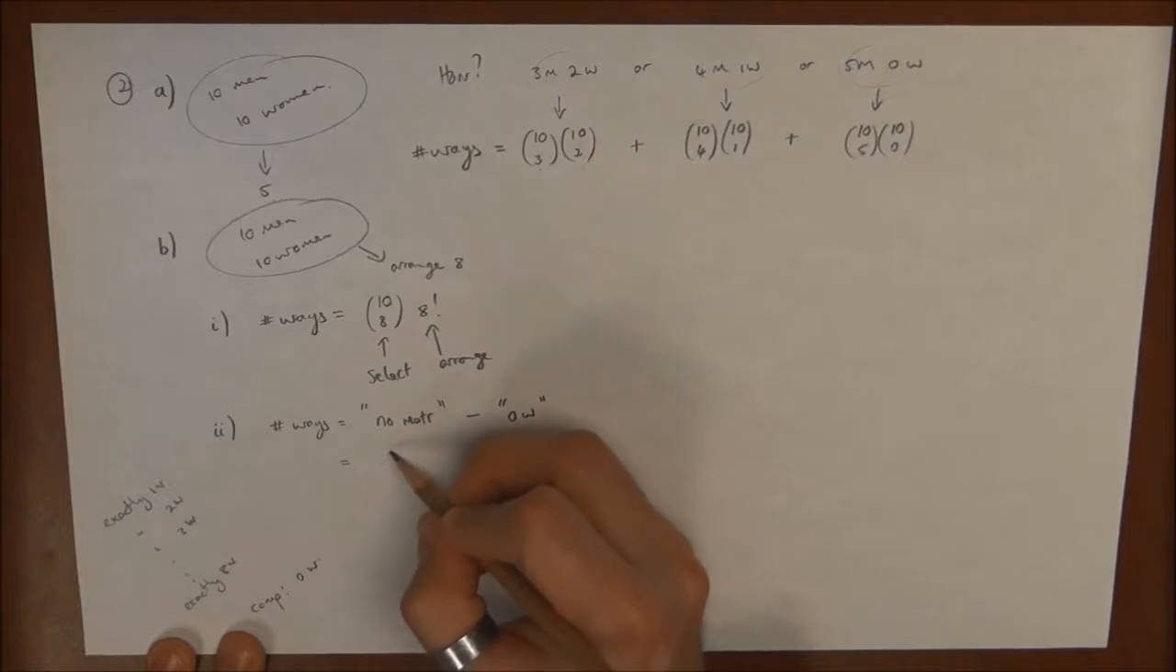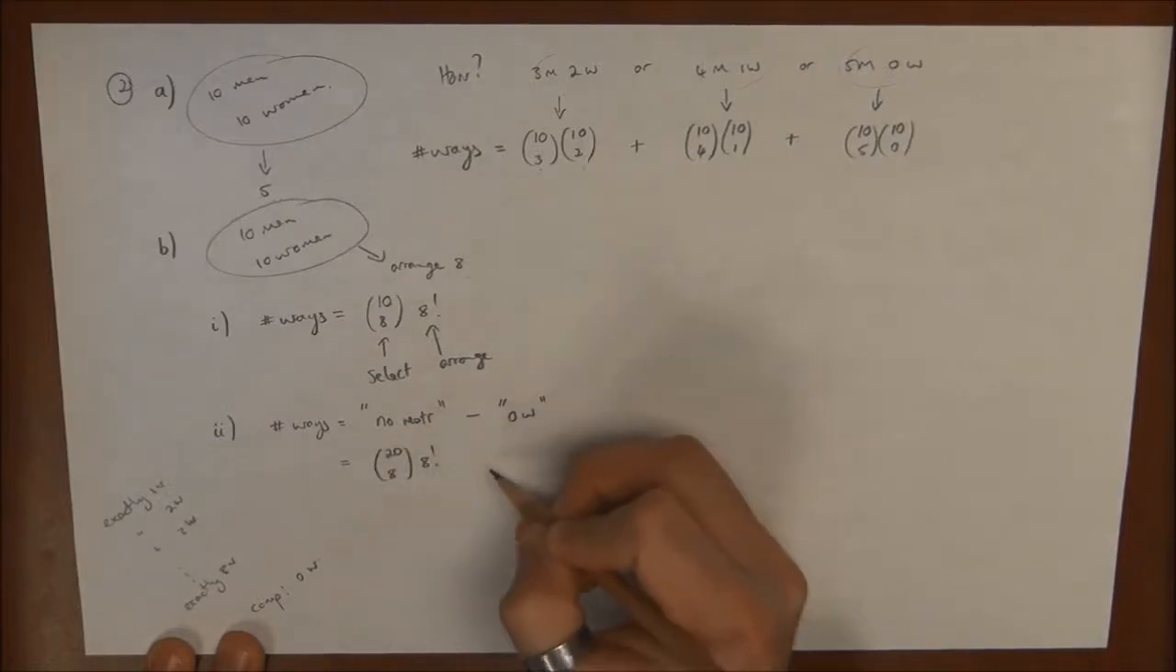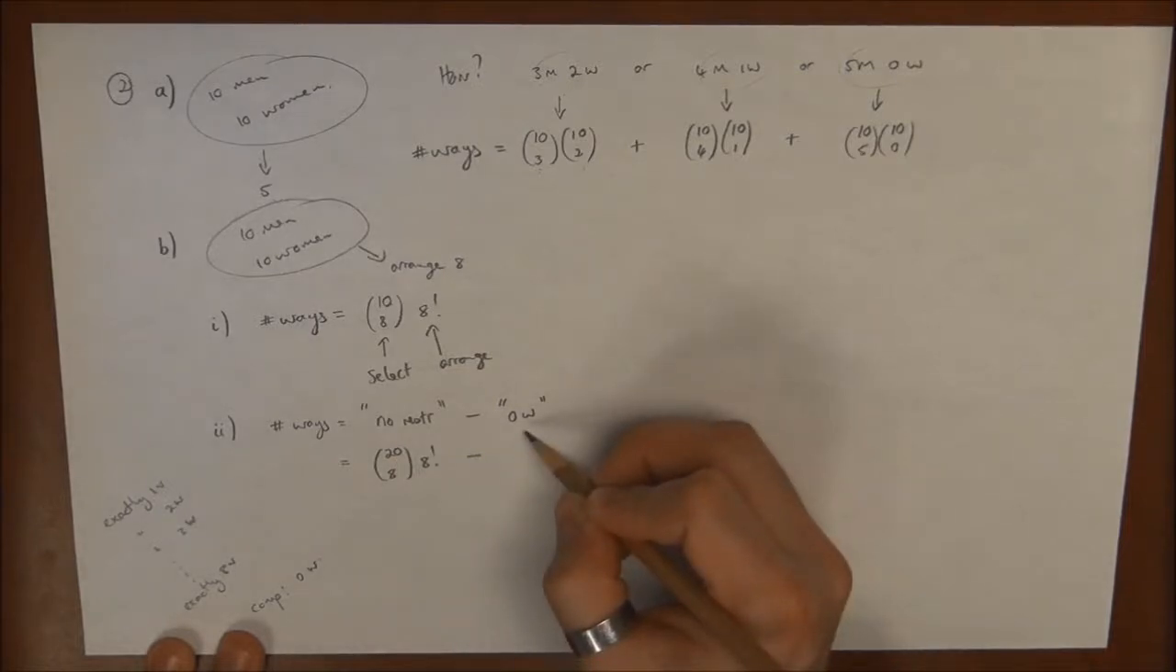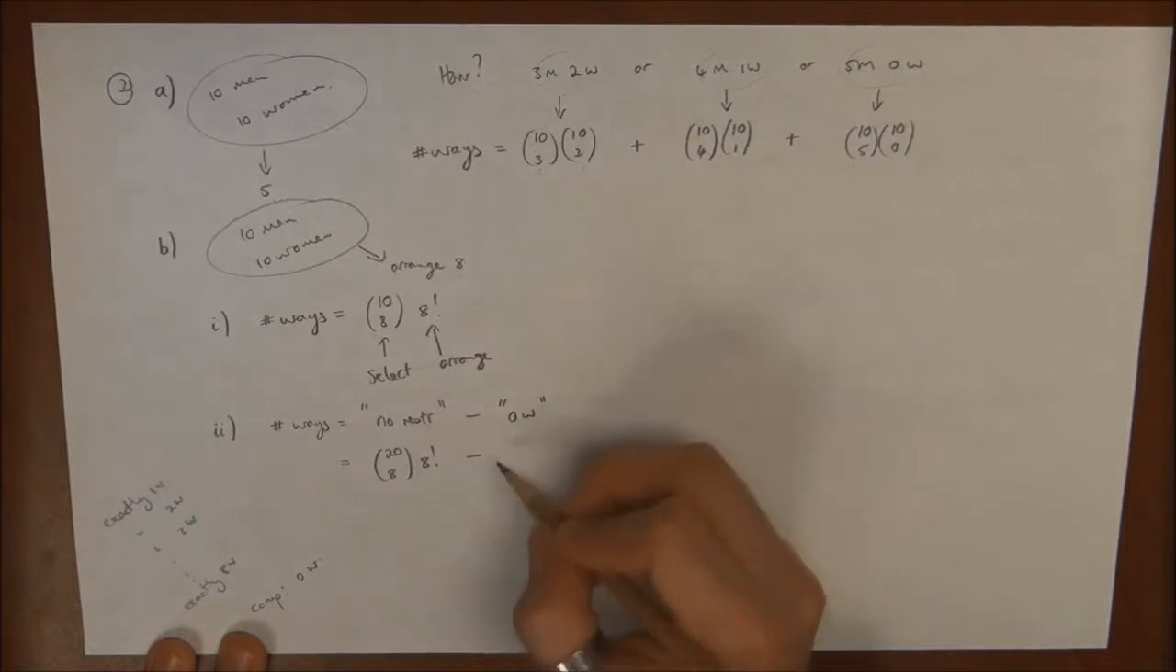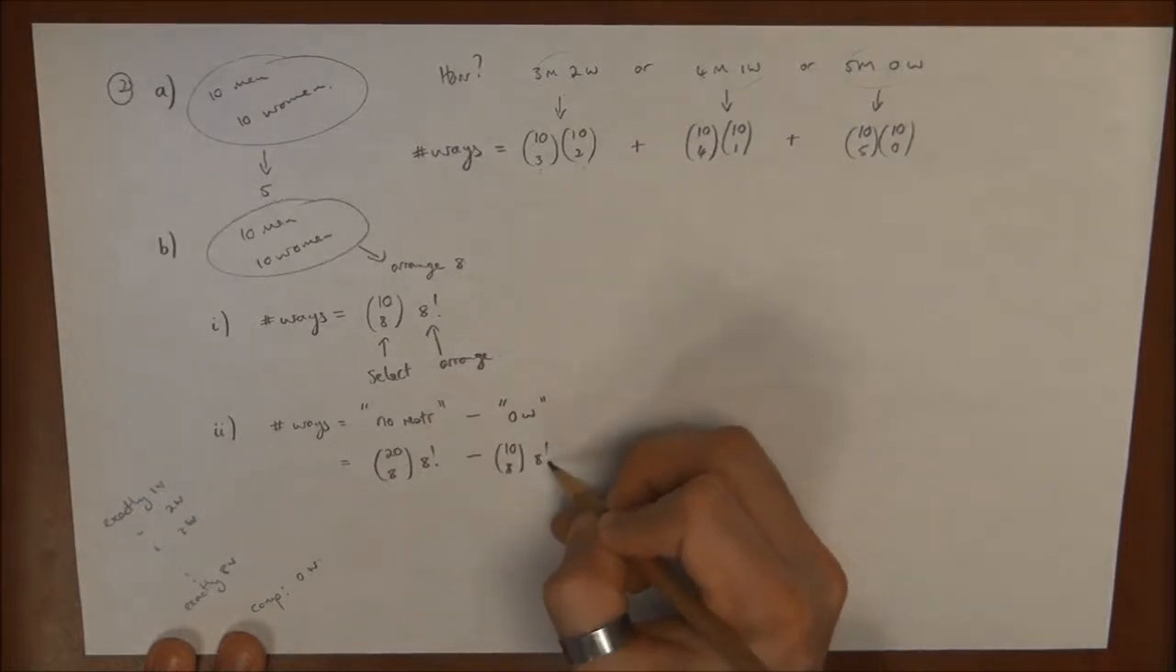So no restriction, I just have 20 people, I select 8 and arrange, minus the number of ways to select and arrange 8 people, but no women. So select just from the men and arrange.